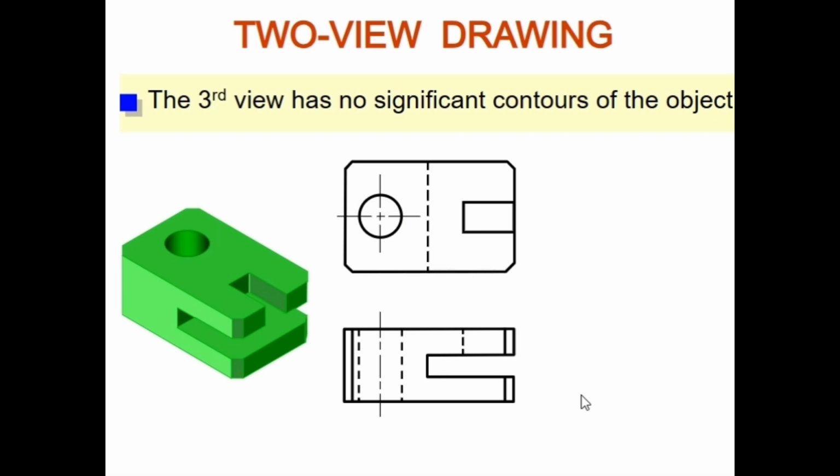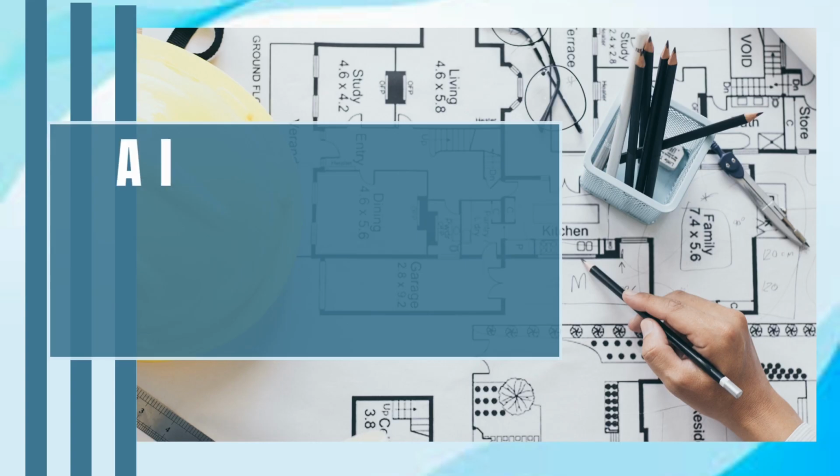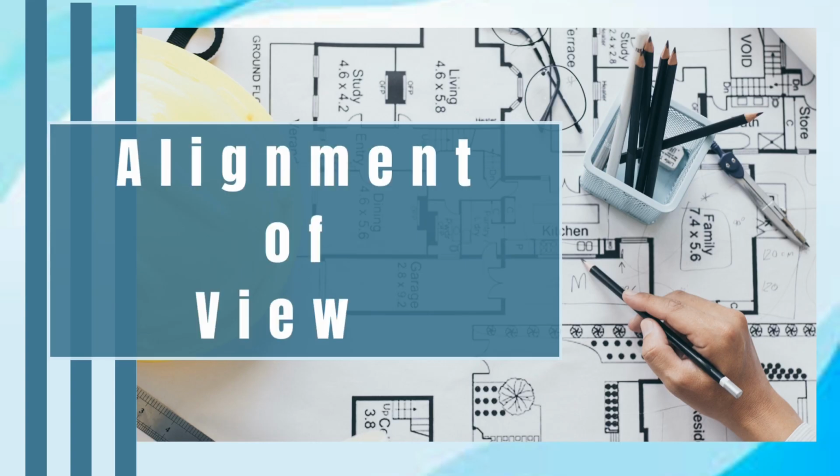The length of the object is like a curve. There are 2 holes present at the bigger hole. All the dimensions you can mention clearly on these 2 figures. So this view is unnecessary. Next is alignment of views.